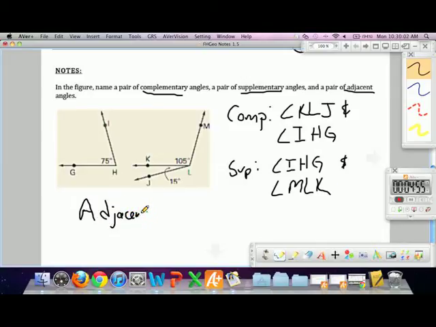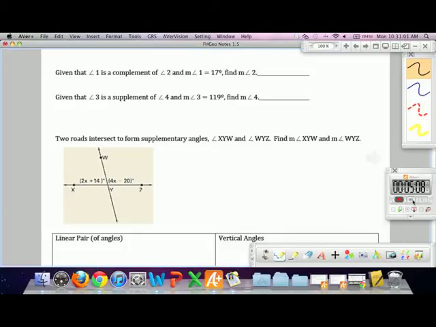And you know two pairs are complementary and one is one measure. What does the second one need to be? Yes, in the back. 73. Better be 73 degrees. 73 plus 17 is 90 degrees.